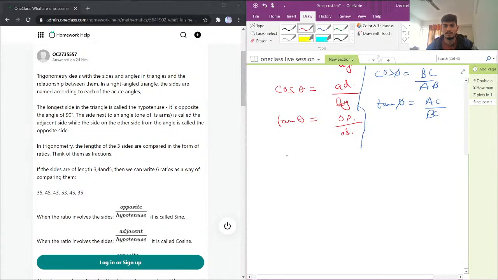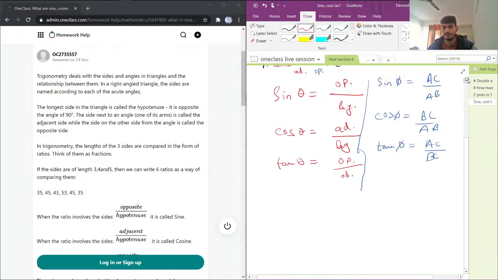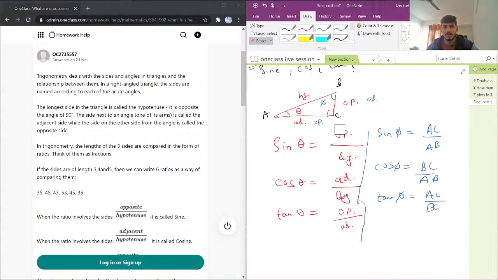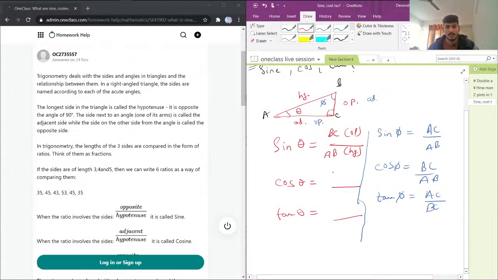So for theta, sine of theta will be opposite, so it will be BC over AB. This is opposite over hypotenuse. Cosine of theta will be adjacent, so it will be AC over AB, adjacent over hypotenuse, and again for tangent we have BC over AC, opposite over adjacent.